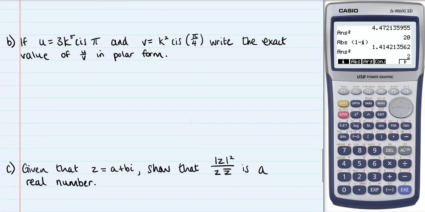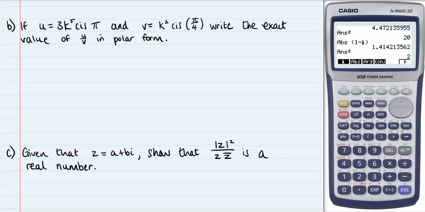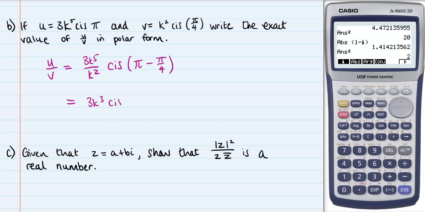Okay, part B, we want to do u over v in polar form. That means we divide the modulus, so 3k to the 5 over k squared, cis, and if we're dividing, we subtract the arguments. So that becomes 3k cubed cis of 3 pi by 4. 1 minus a quarter is 3/4.